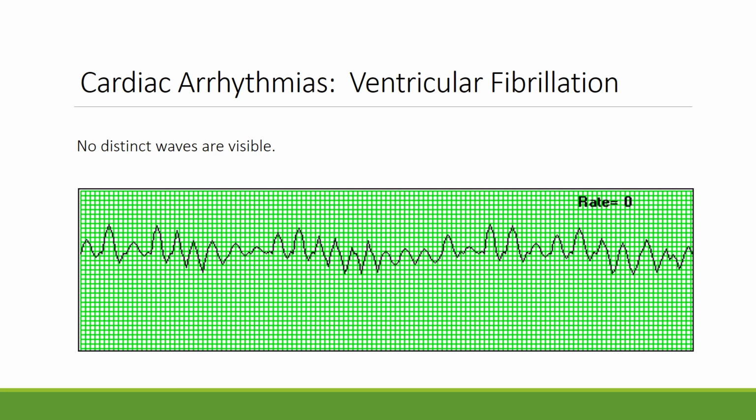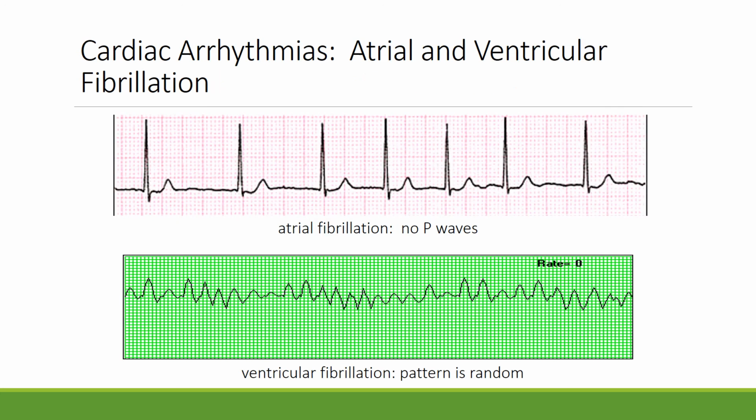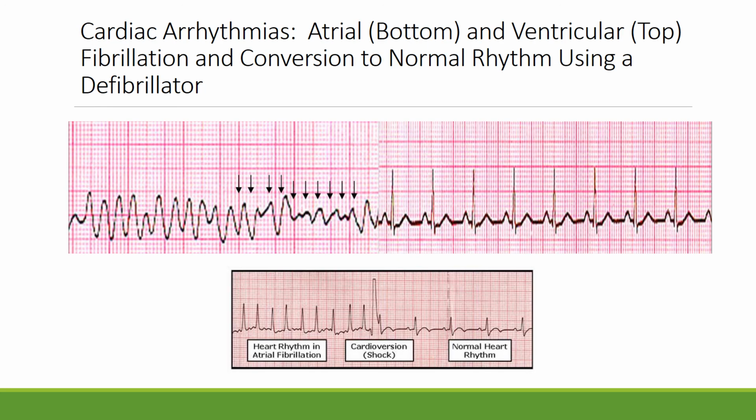This is an ECG in someone with ventricular fibrillation. You'll notice the lack of any distinct waves. Now take a minute to compare atrial fibrillation, the lack of P waves, with ventricular fibrillation, which is the lack of any distinct wave. You can see what happens to the pattern in both atrial and ventricular fibrillation once defibrillation occurs.